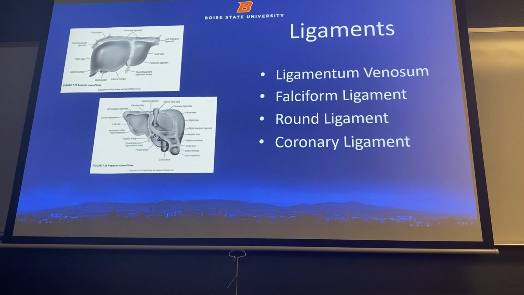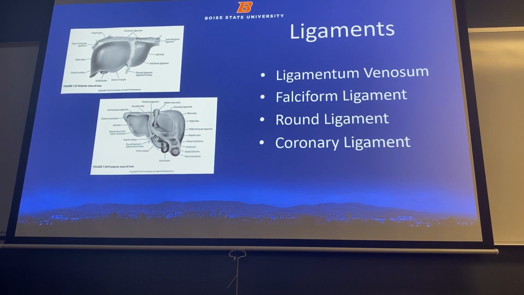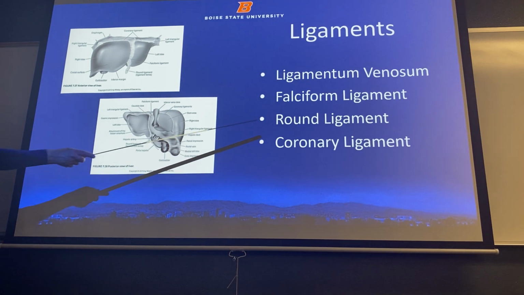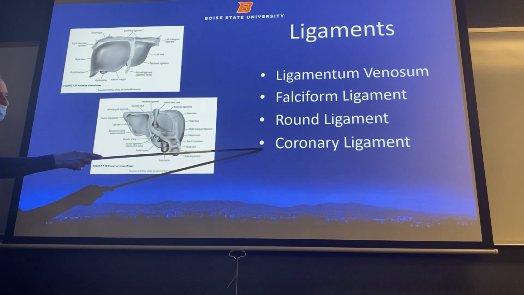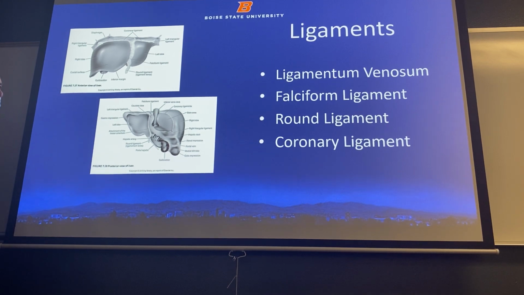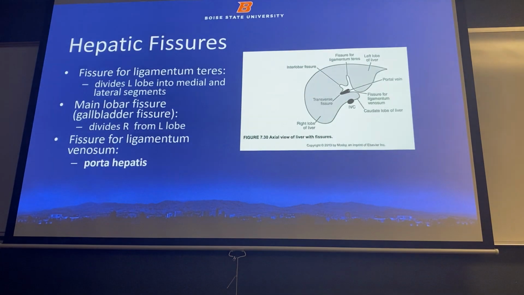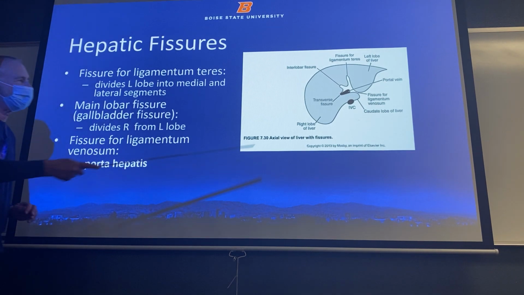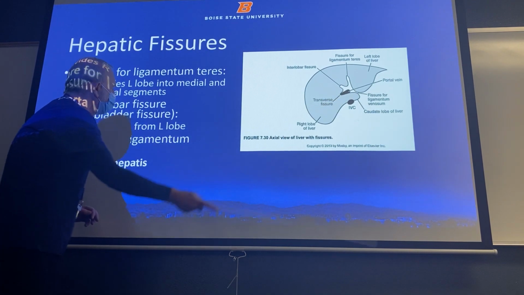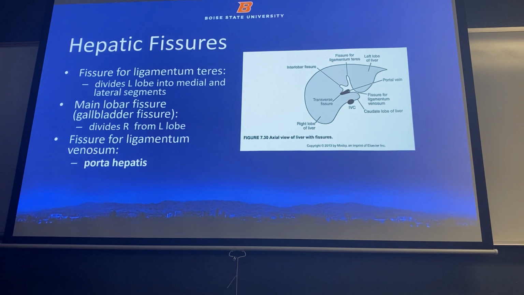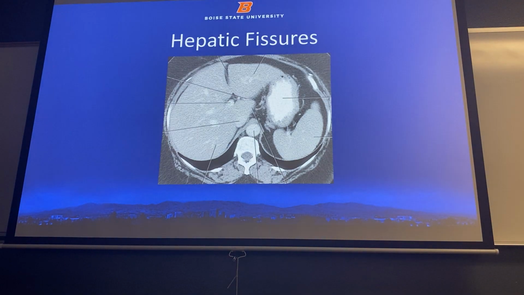Falciform ligament is, again, the obliterated umbilical vein. No, I'm sorry, not falciform ligament. The round ligament becomes the obliterated umbilical vein. Coronary ligament was that little structure found along the ventral aspect of the liver and the diaphragm. Fissures, the one that we're going to focus on primarily is the porta hepatis over here, because within it we're going to have the hepatic triad. We'll talk about that next. The other fissures are not significant from a landmark perspective.